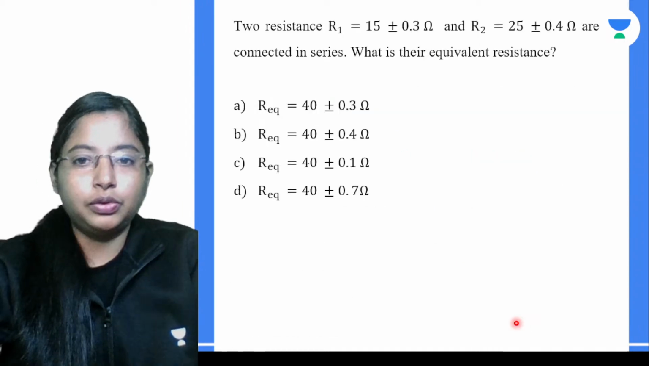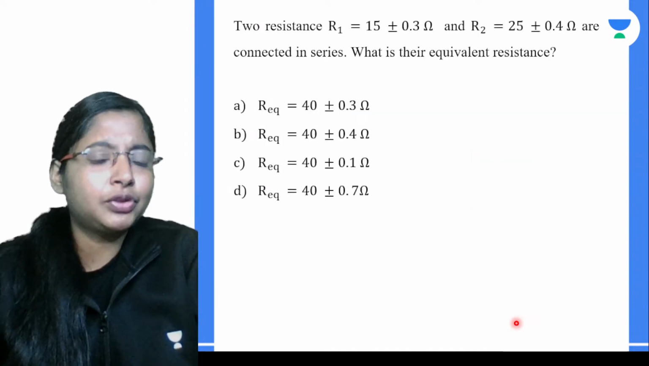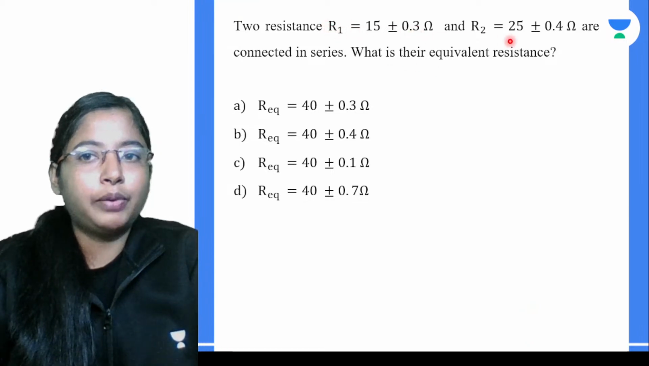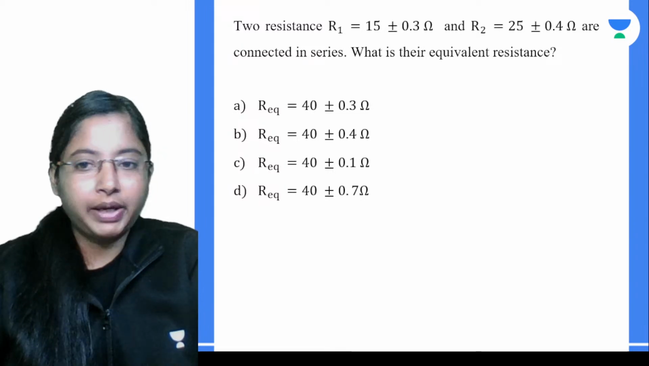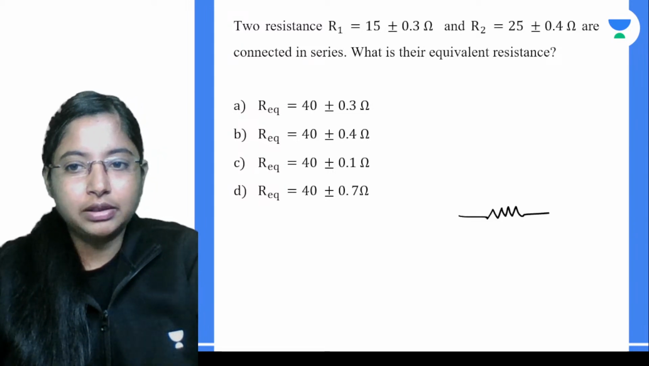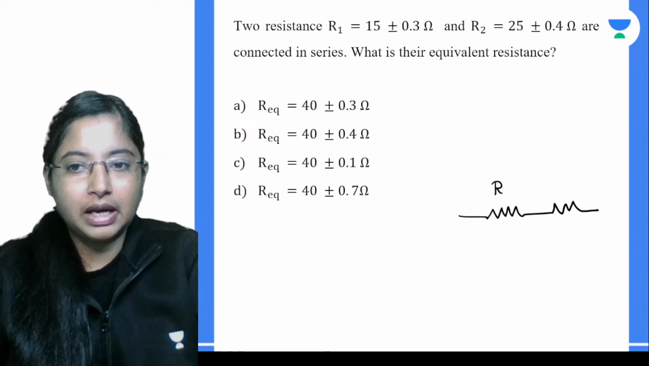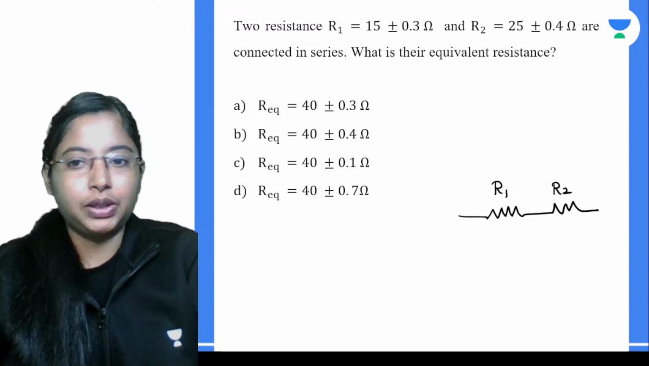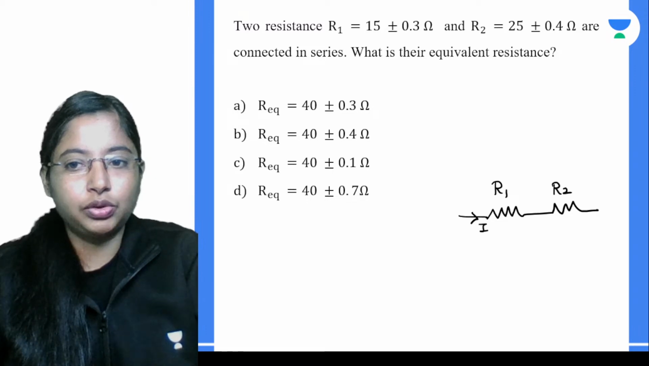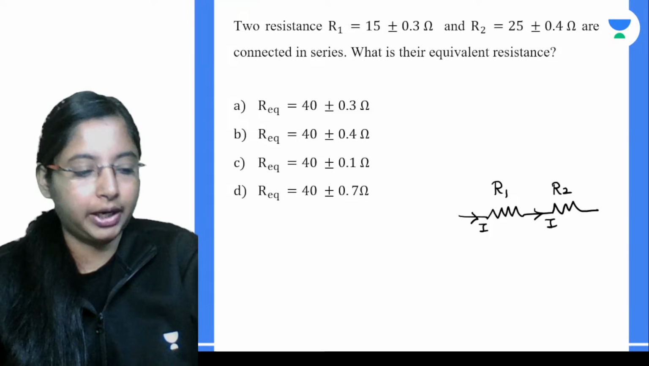Now let's do this with an example. We have two resistors, resistance R1 and R2, and they are connected in series. Let me give you a quick overview. You might have done it in grade 11. Let's say we have two resistors. This is R1, this is R2. If they are connected in series, one next to another, and a current is flowing through it, whatever current flows through R1, the same amount of current will flow through R2.